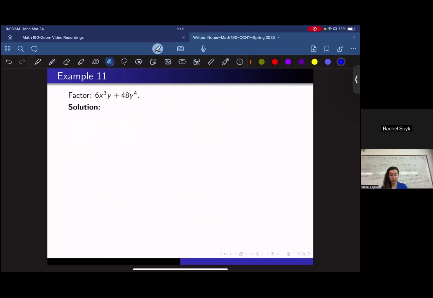So we have example 11. Now, example 11 here, what do you notice? Can we pull out a greatest common factor? Between 6 and 48, we can actually pull out a 6, but then what about our variables? Can also pull out a y. Yeah. And when we do that, what are we left with? x cubed plus 8y cubed. And that's where our sum of cubes comes into play.